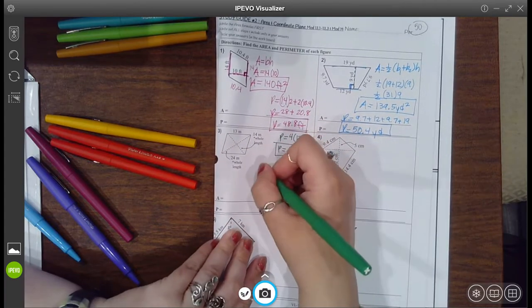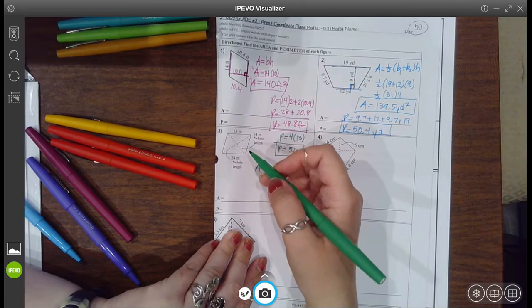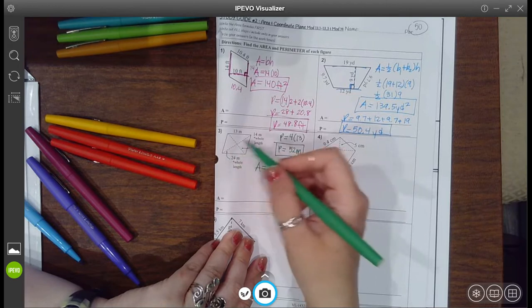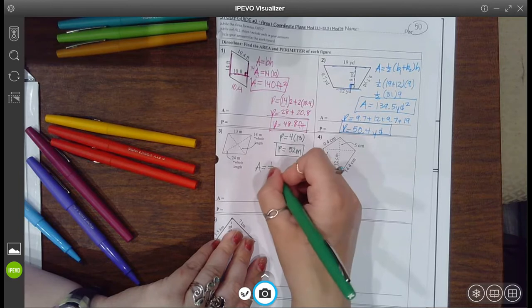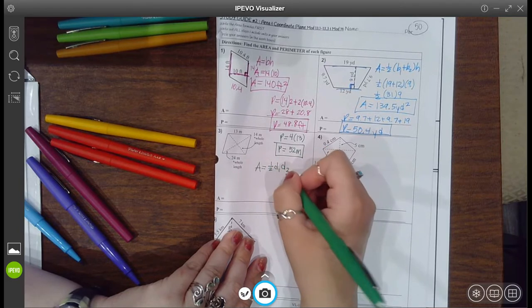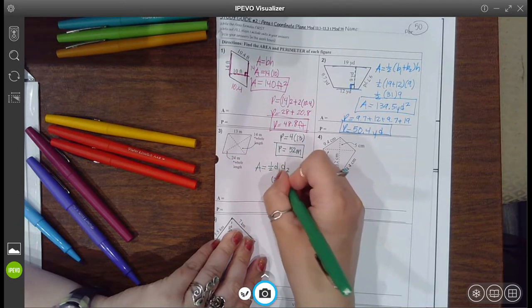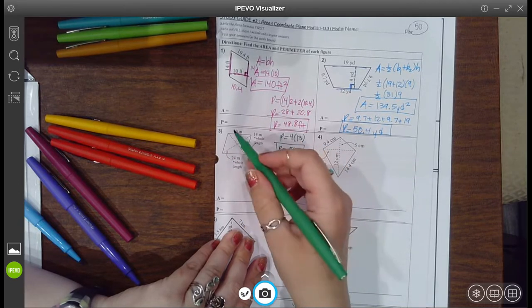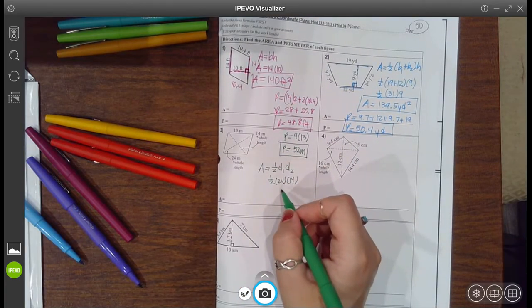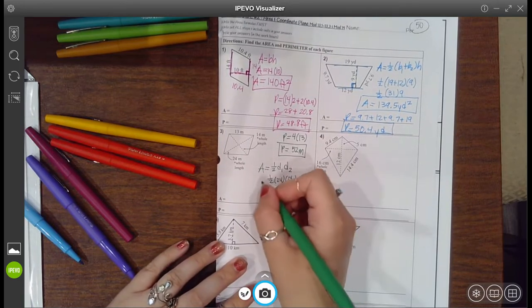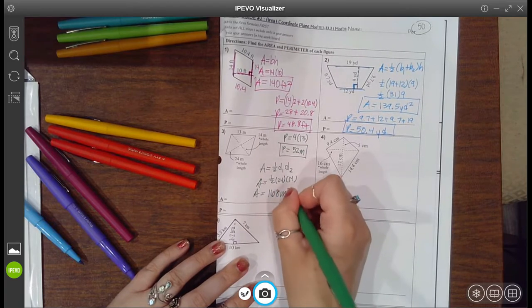Then for your area, since it's a rhombus, you could go base times height, but they didn't tell me the height of the figure. They told me the two diagonals. So the other formula for the area of a rhombus is 1/2 diagonal 1 times diagonal 2. This one diagonal, the whole length is 24, and the second diagonal, they say the whole length is 14. So half of 24 is 12. 12 times 14, you get the area is 168 meters squared.